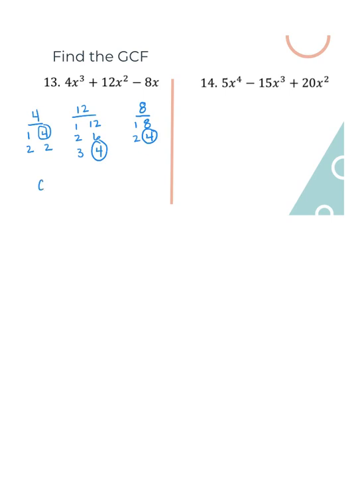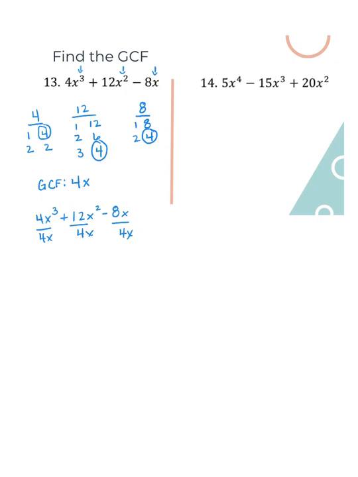So my GCF is 4 for the number, and let's look. Do they have a letter in common? I have x to the third, x to the second, and just an x. So yes, they all have that x in common. So I'm going to rewrite 4x to the third plus 12x squared minus 8x. Okay, and I'm going to divide out my GCF from each one of those. So I'm going to divide this by 4x, this by 4x, and this by 4x.